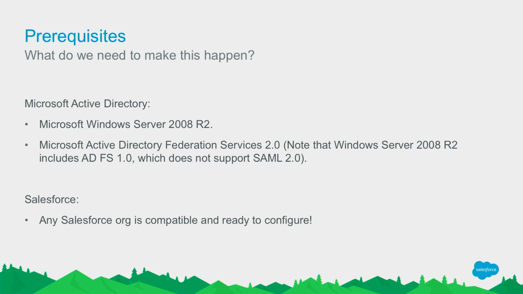So before we get started with the demo, let's talk about what we need here. Basically, we need an Active Directory server. It's a Windows server, for example, 2008 R2. It's very important that we use a newer version like R2. The reason why is because we need to use Federation Services 2.0. We cannot use 1.0 because it doesn't support SAML, so we need to upgrade it.